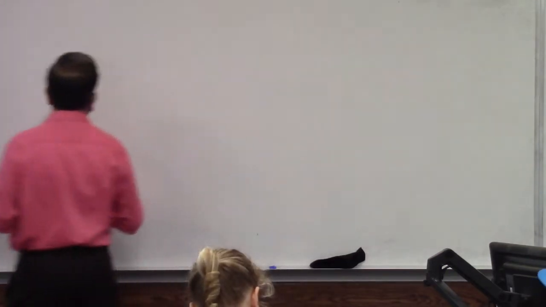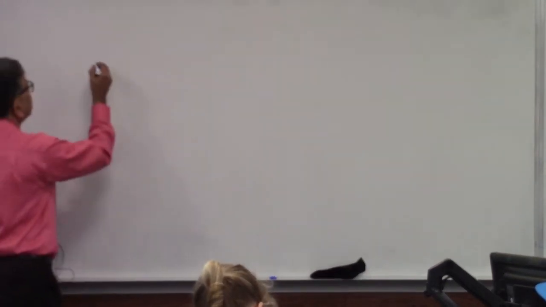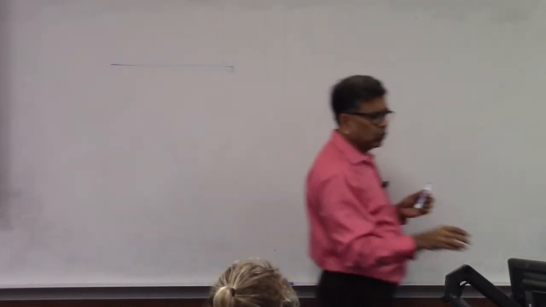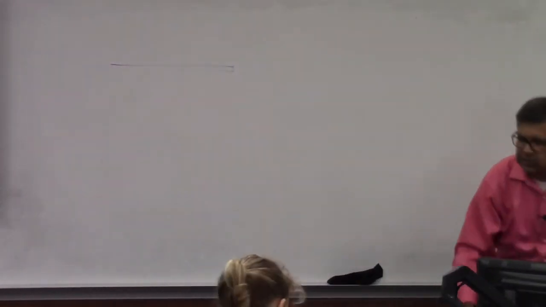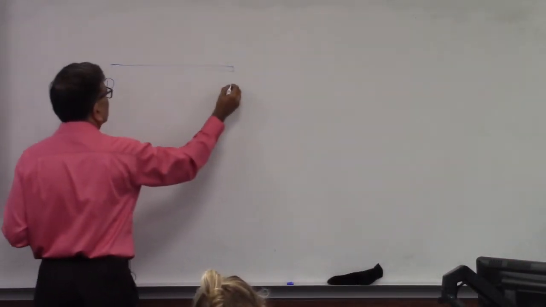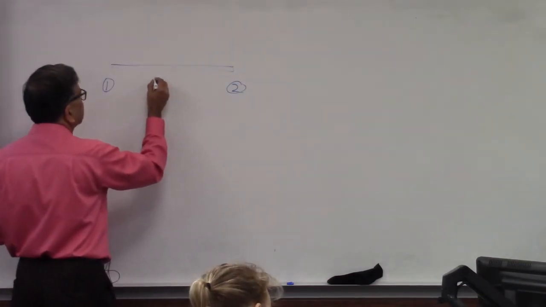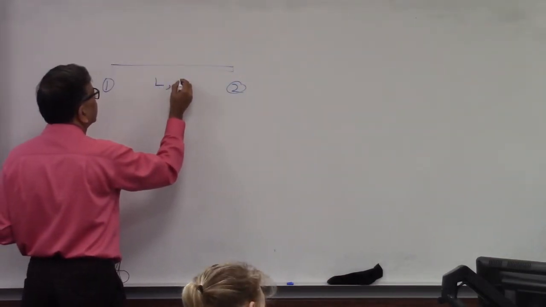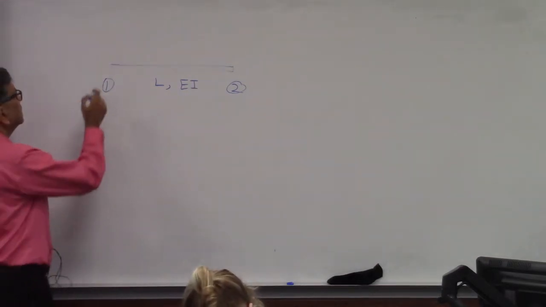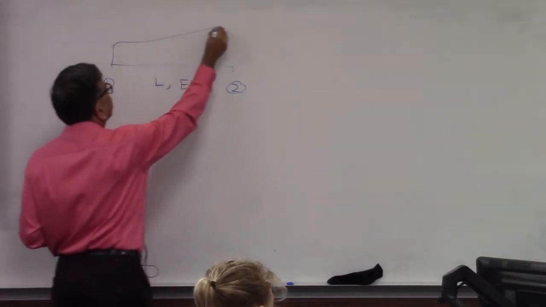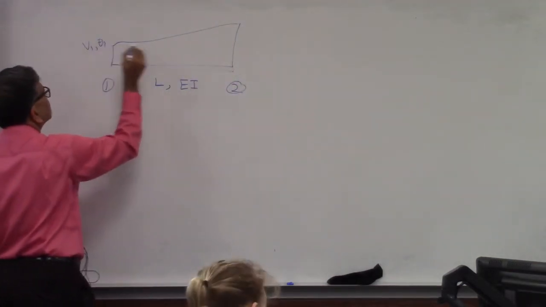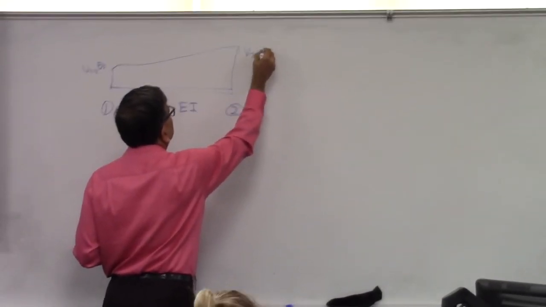Okay. So that comes interpolation. So take a typical element. I don't know whether we call them node 1 and node 2 or node i and node j. I think we will stick to node 1, node 2. A typical element, node 1, node 2, has a length L and the flexural rigidity EI. My question is, I want to interpolate. So I know V1, theta 1 at this point. I know V2, theta 2 at this point.